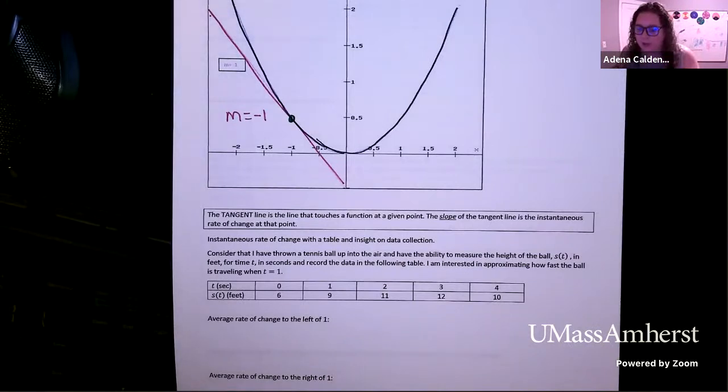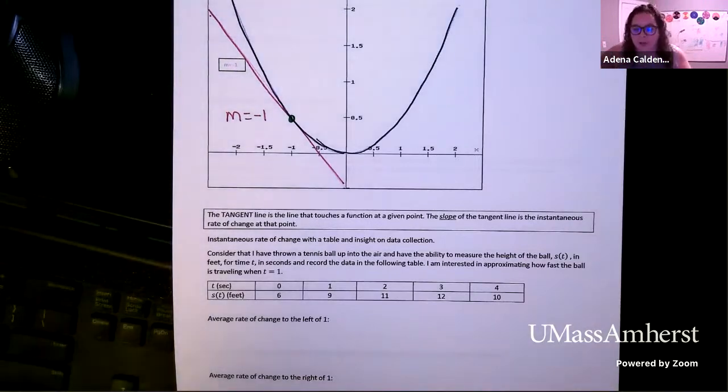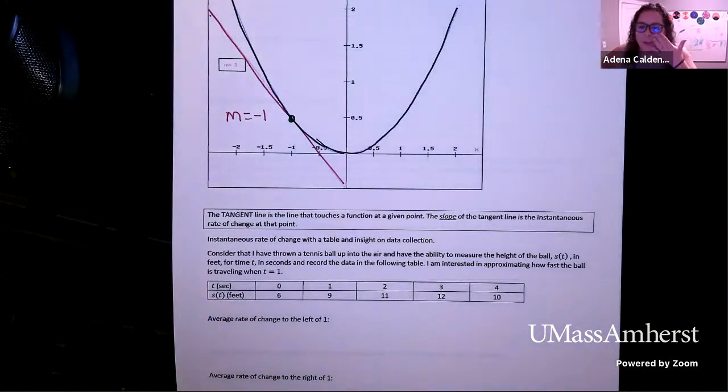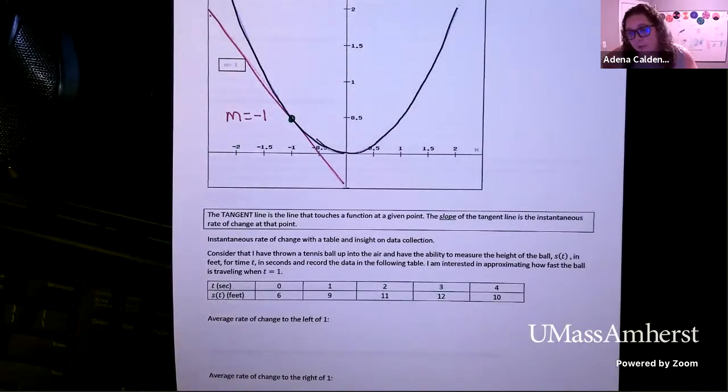We are using average rates of change to the left and the right to try to figure out the instantaneous rate of change. Now, in the examples that we did, I provided you the intervals that we needed to use. And I will say that it's about 50-50 between when you are given intervals to use to approximate and when you have to come up with your own intervals. So what we're going to do is a bunch of different types of examples about using the average rate of change in different ways to approximate the instantaneous rate of change.